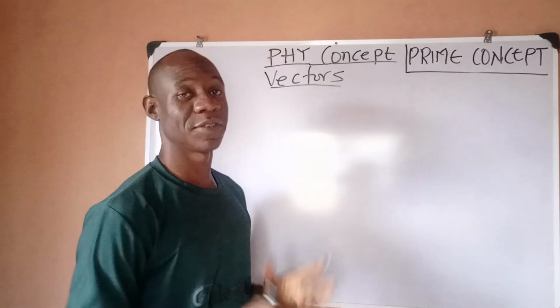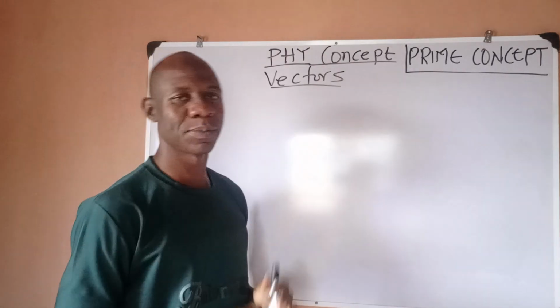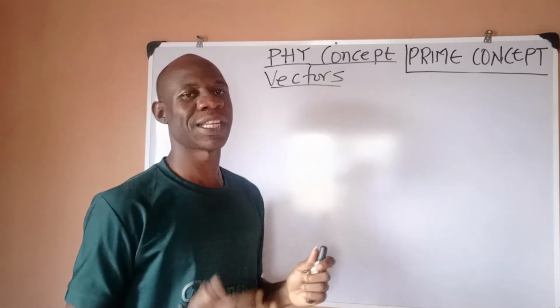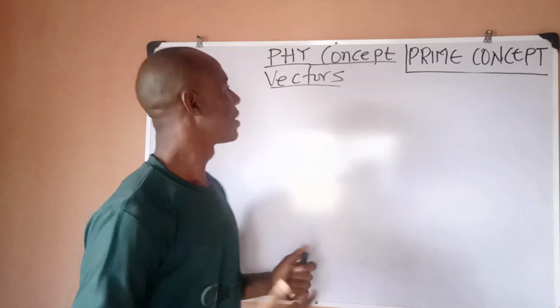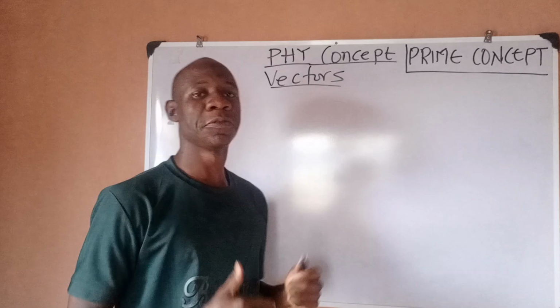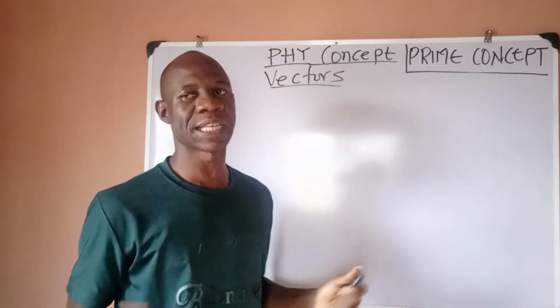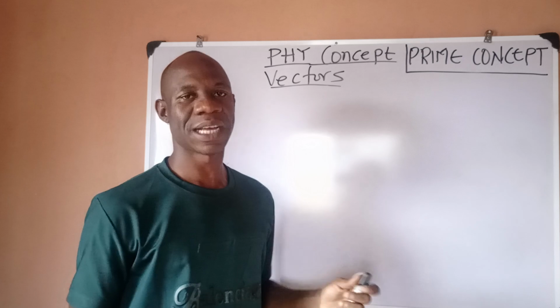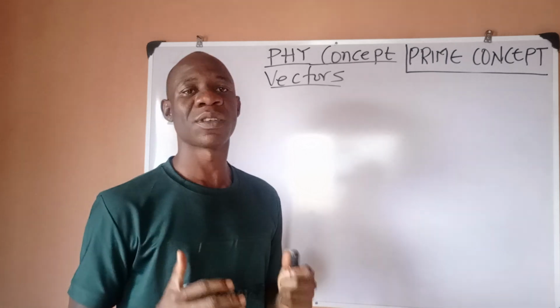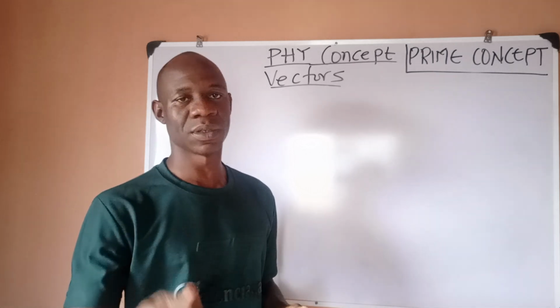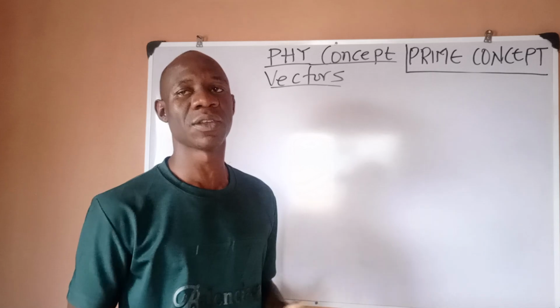I'll be taking you through a very simple concept on vectors. I'll be breaking down the concept such that anybody would understand it. Now, what are vectors? First of all, in physics, we have physical quantities. Everything we talk about in physics are all physical quantities. What are physical quantities? Physical quantities are quantities that you can measure and assign to them a unit of measurement.